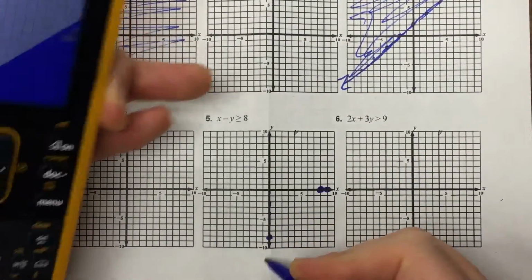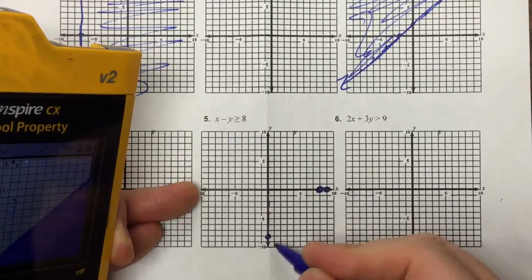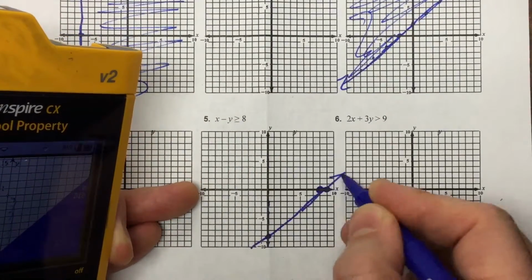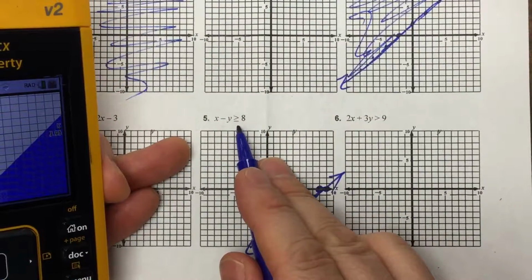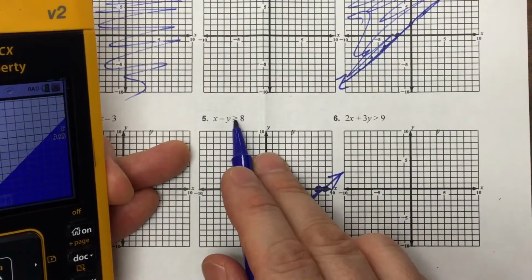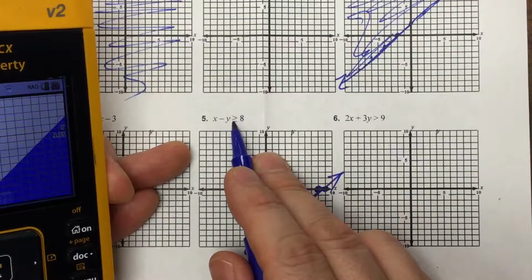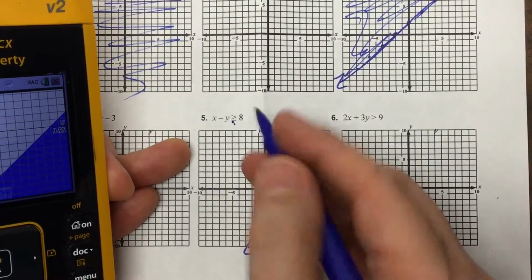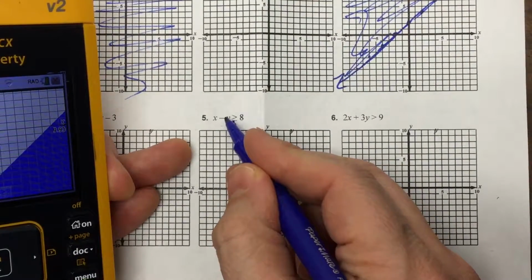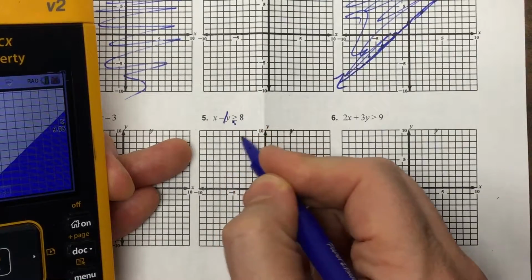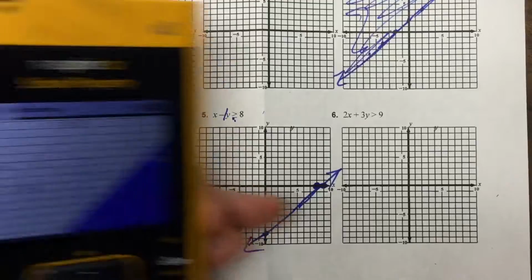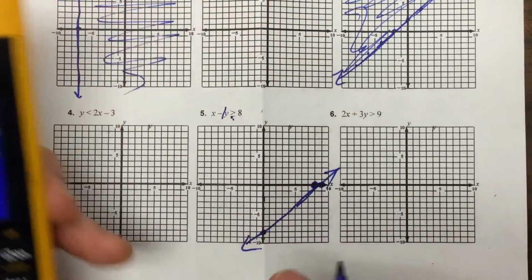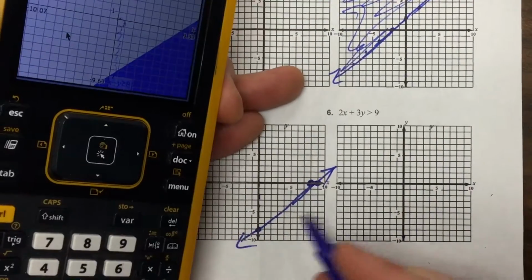Now I can make my line, and it's got the equal part, so it's going to be solid again. And the shading is below, and here's why. It looks like greater than here, right? So you're thinking, oh, why don't I shade above? When you do this by hand, you divide by that -1. Whenever you divide by a negative, you have to flip the inequality. So this is not a mistake on the calculator screen. They did all that work for you, and they did shade it correctly.